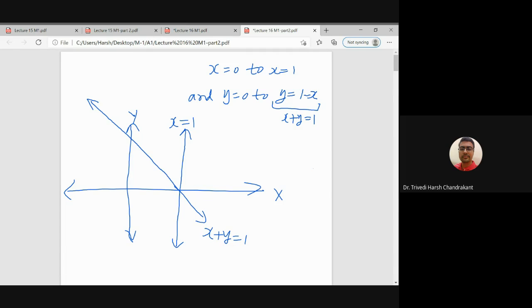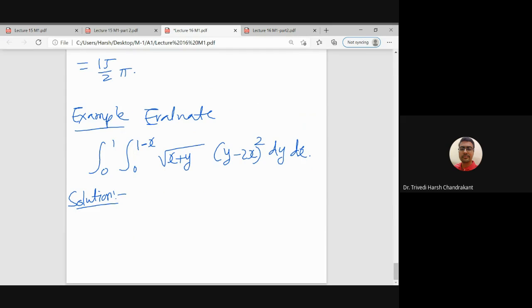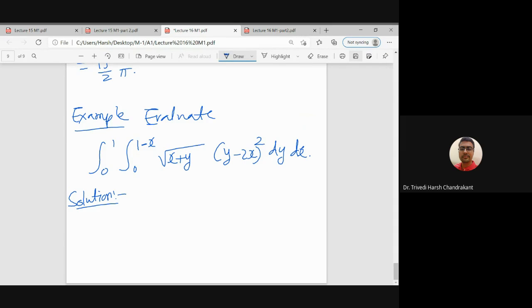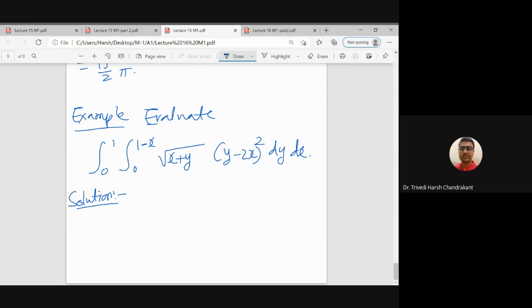So our region is bounded by the y-axis, x-axis, the line x plus y equals 1 and the line x equals 1. So that will be essentially this region. So the region is a triangular region. The question is if we can solve it. Of course, Fubini's rectangular region theorem we cannot apply. So we need to apply either Fubini's stronger theorem or change of variable.